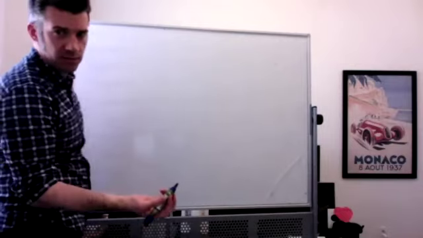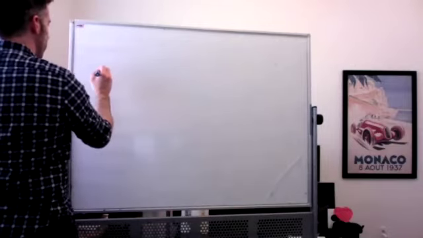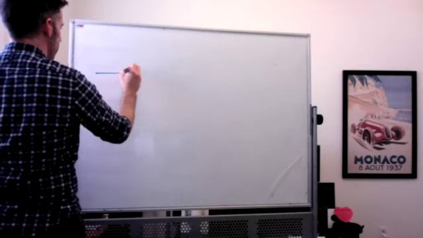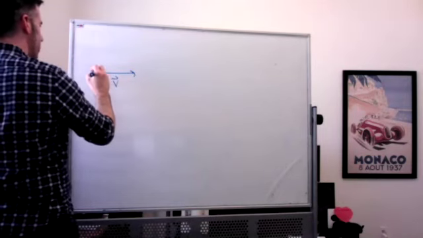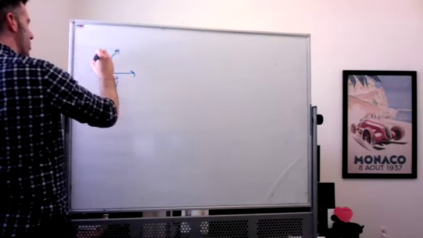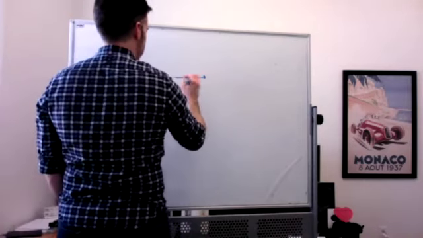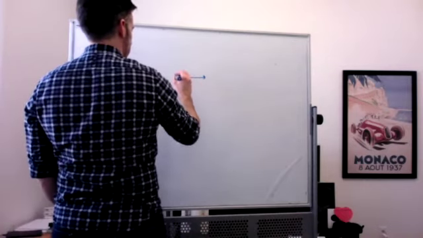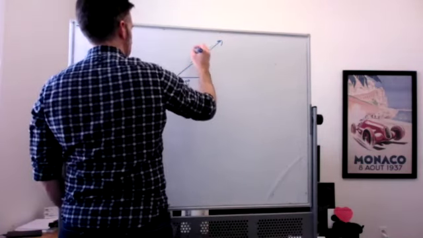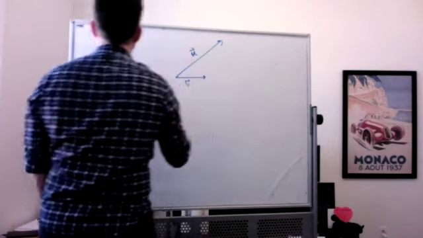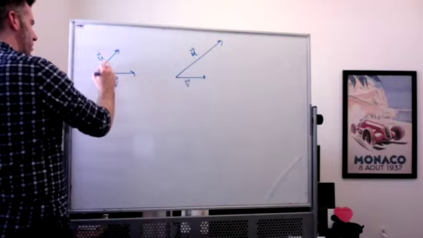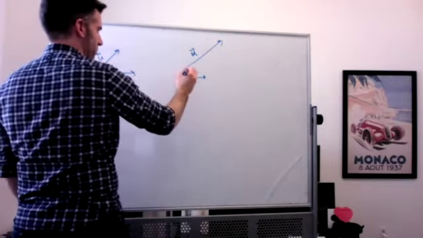Let me draw 2 or 3 pictures here. So let's say here's V, and here's U. And we'll draw another picture as well. Here's V, and here's U. And the angle between them, let's say it's essentially the same.